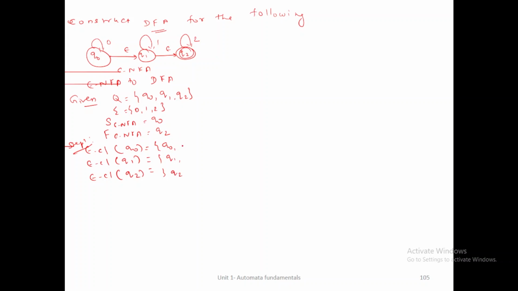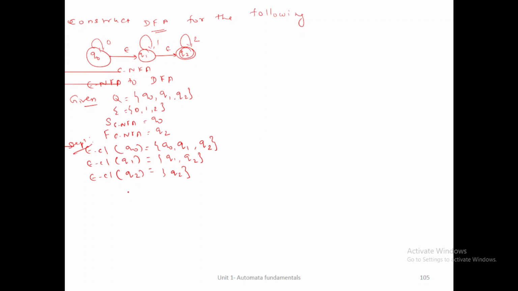From Q1 there is an epsilon flow; from Q1 the epsilon flow goes to Q2. From Q2 there is no flow, so this will end. From Q1 to Q2 is available. From Q2 there is no epsilon flow. These are the epsilon closure values.